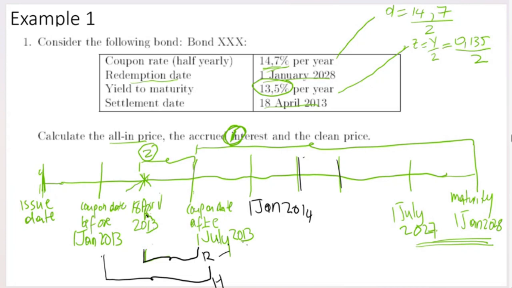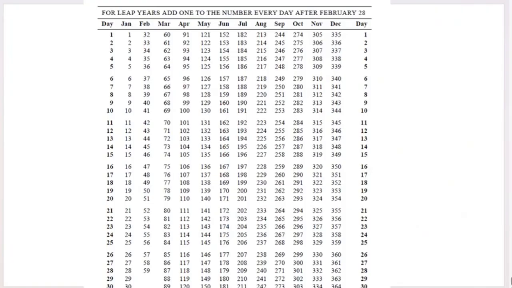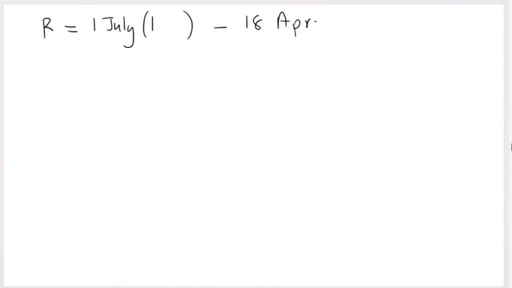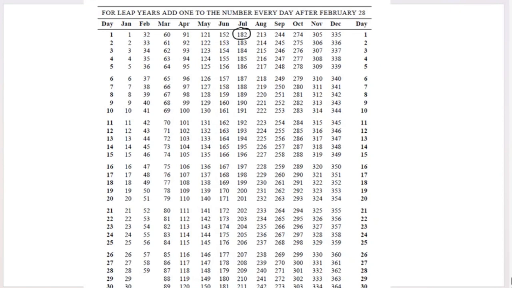How do I calculate that? I can go to my number of days table, and I'm looking for 1st of July. 1st of July is 182. So now I've got my 182 there. And then I need 18th of April. I go to my table, I'm looking for 18th of April. I've got 18th of April, which is 108. So there is my 108.